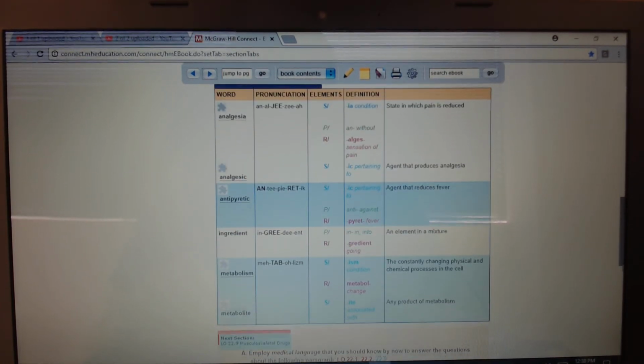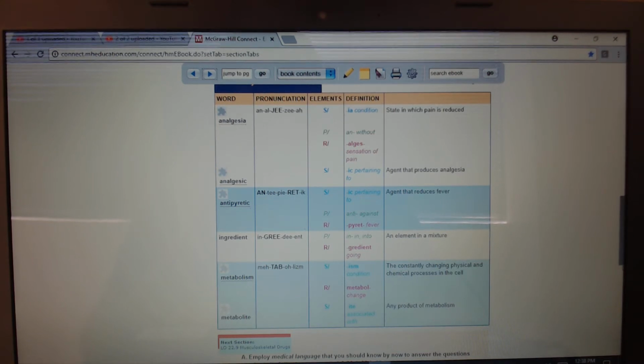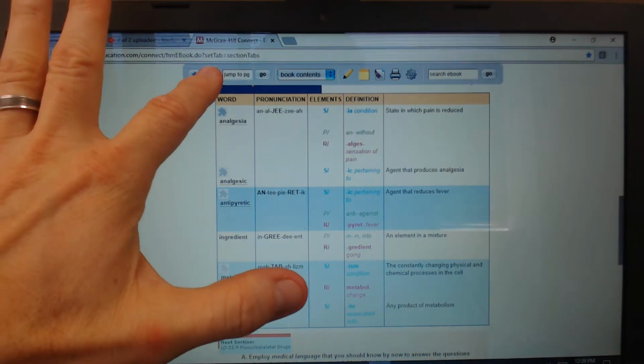Okay, these are our words. Analgesia or analgesic: algesia is sensation of pain. So analgesia is a state in which pain is reduced, and an analgesic is an agent that produces analgesia. Antipyretic, pyrete means fever, so an agent that reduces fever. Ingredient is going in, an element in a mixture. Metabolism, metabolite, metabol is change, the constantly changing physical and chemical processes in the cell. Metabolite is any product of metabolism.